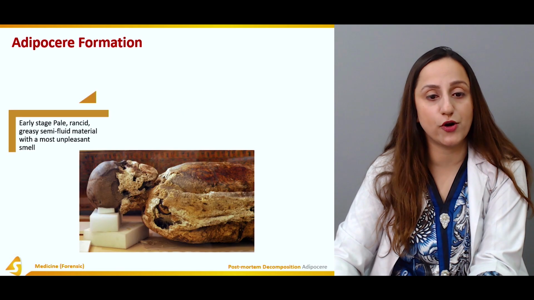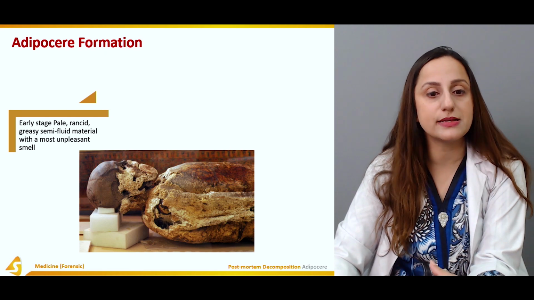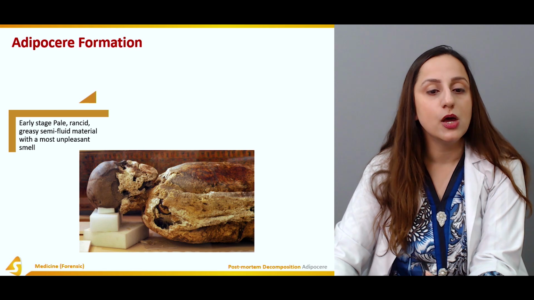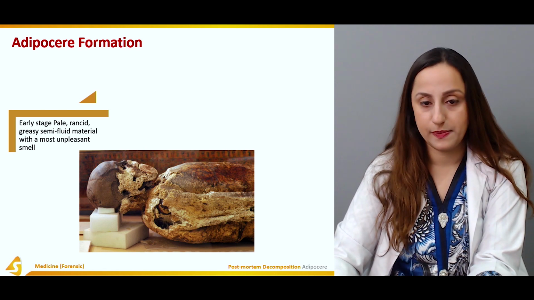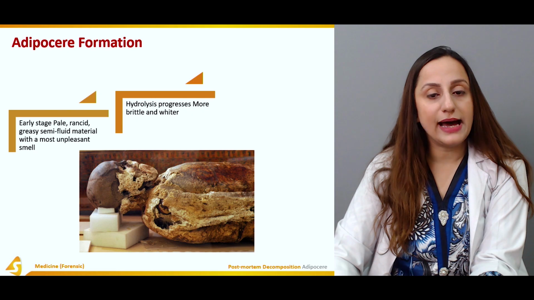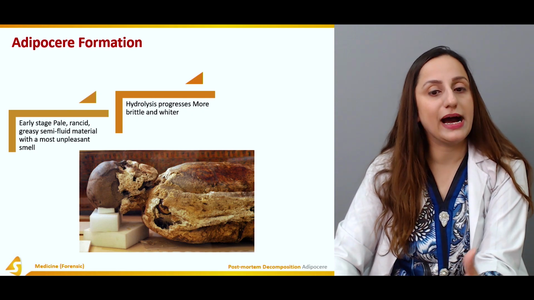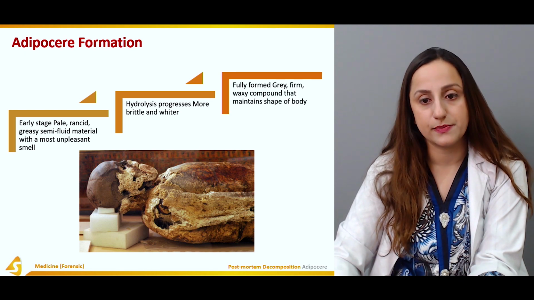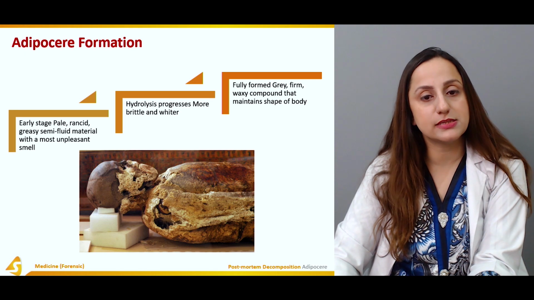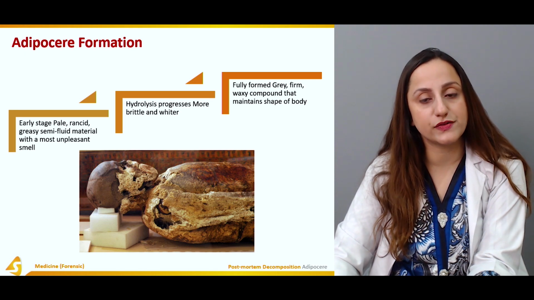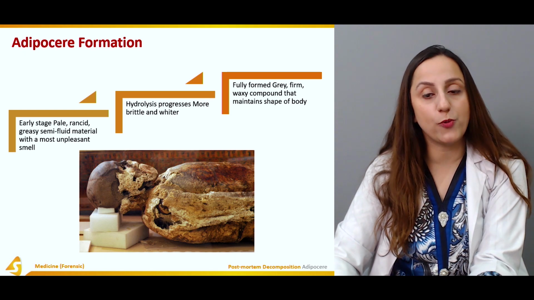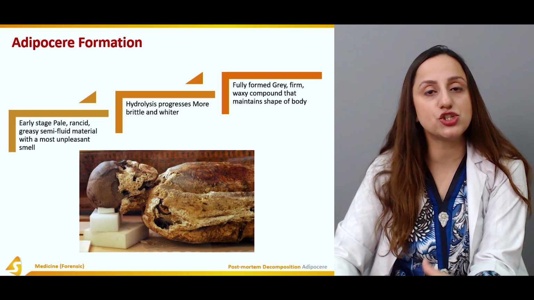Now, the adipocere formation. At the early stage, there is a pale, rancid, greasy, semi-fluid material with a most unpleasant smell. That basically goes on to the second stage. The hydrolysis progresses and the adipocere becomes more brittle and whiter in appearance. And finally, in the physical appearance of the adipocere, it is fully formed, a gray, firm, and waxy compound that maintains the shape of the body.